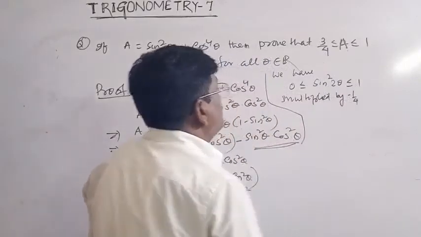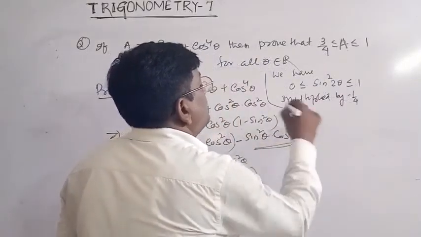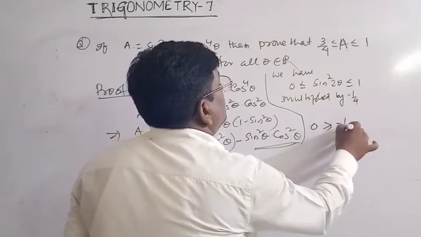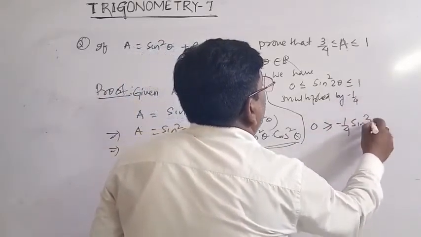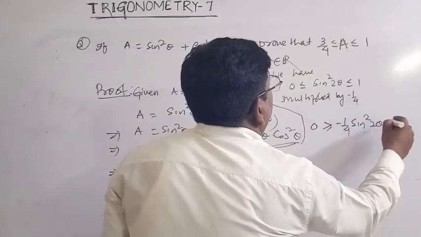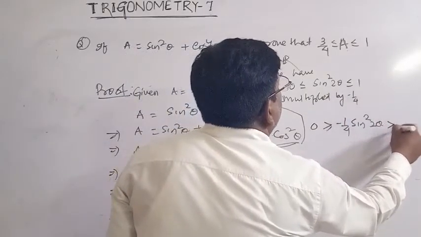So multiplied by minus 1 by 4: 0 into any number is 0, so 0 is greater than or equal to minus 1 by 4 sin square 2 theta, and 1 into minus 1 by 4 is greater than or equal to minus 1 by 4.